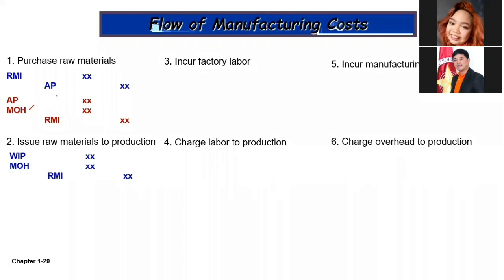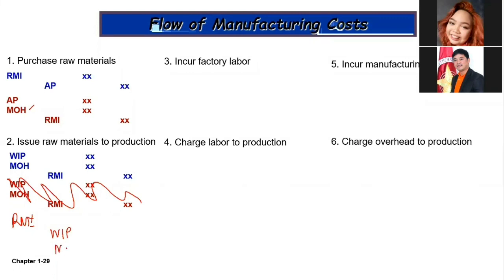Okay, next. Issue materials to production: debit work in process and debit manufacturing overhead. Para saan yung work in process? For the DM, MOH for the IM, and credit raw materials inventory. Okay? And then, pag nagsoli sa stockroom ng sobrang materials na na-issue, so debit WIP, ay baliktad. Mali po, buti na lang, nakita natin to. So debit raw materials inventory, credit work in process, and credit manufacturing overhead. Ayan, mali ako na nailagay.